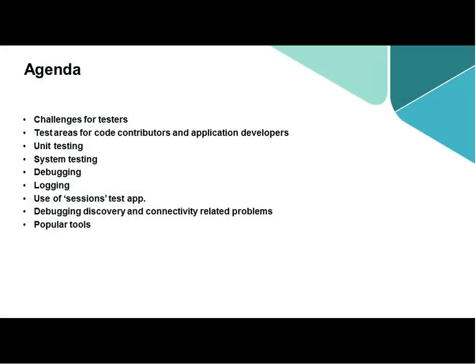So the agenda will be something like this. We'll focus on some testing areas for code contributors and for application developers. We will see how to do some basic unit testing. Then I'll show you a demo of some basic level system testing. Then we will focus our attention on debugging, how to enable logging for AllJoyn, some basic test apps that you can use for end-to-end testing and also for debugging, some commonly seen discovery and connectivity related issues, some popular tools and miscellaneous points that we can discuss.